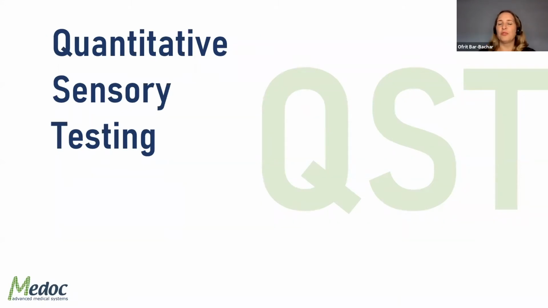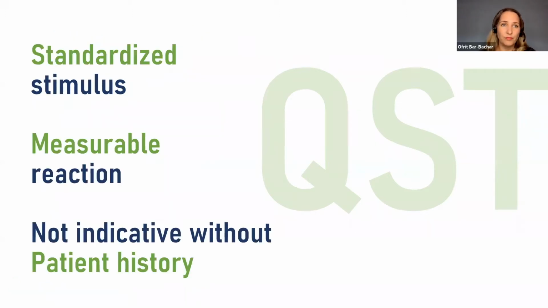So QST, quantitative sensory testing, is a psychophysical testing method in which a sensory stimulus is offered and a behavioral response is obtained. This is a subjective test, and that's why it depends very much on the patient's cooperation. In order to have good methodology, in order to get high repeatability, we need a very standardized stimulus and a very standardized environment. The reaction that we want to obtain from the patient needs to be known in advance and communicated to the patient.